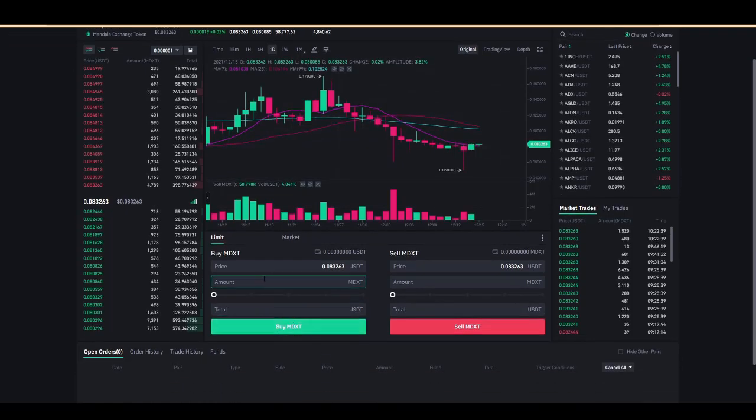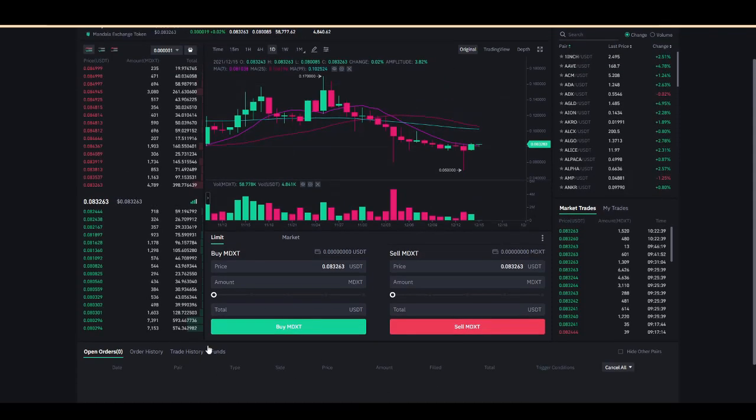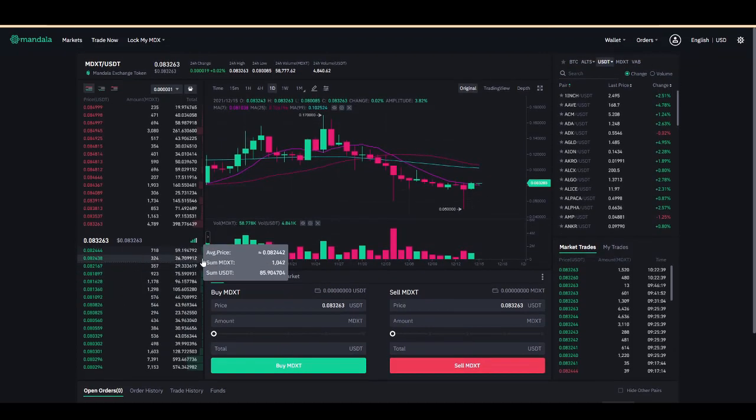After placing this limit order, your order will be shown in this open order section. Once the price reaches your level, it will be filled and your order will be placed successfully. Till then, your order will be placed in this order book. You can check out your order from this order book itself. And if you are interested in limit selling, the same goes for that.